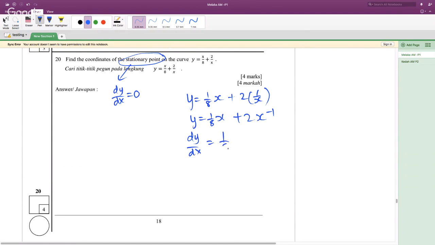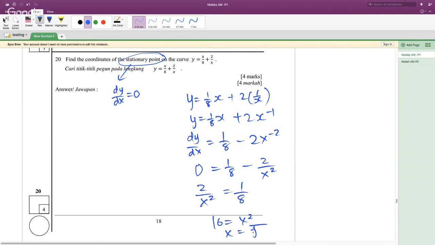For this one it is 1 over 8 minus 2x to the power negative 2. All right, this is just a simple differentiation rule. So 0 equals 1 over 8 minus this one. X to the power negative 2 we know is 1 over x squared, isn't it? So I will solve this one. 2 over x squared equals 1 over 8. So I will have x squared equals 16. X will equal the square root of 16, positive or negative. So in this case, x equals positive or negative 4.